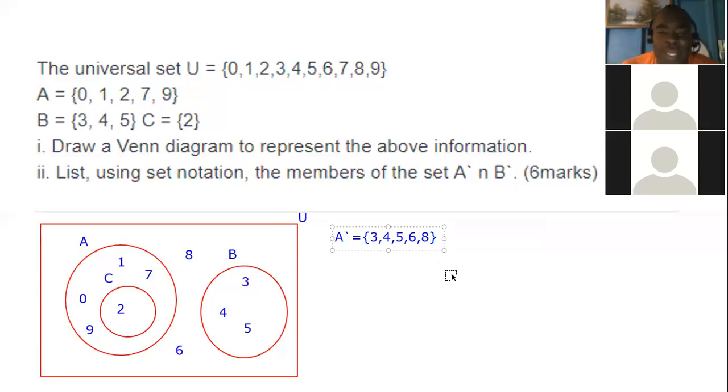All right. So A complement is that. Now, the B complement would have been 0, 1, 2, 7. Well, you want to put it in ascending order: 6, 7, and 8. Am I correct? 0, 1, 2, 6, 7, and 8, right? And 9. Good. So we have listed both of them.